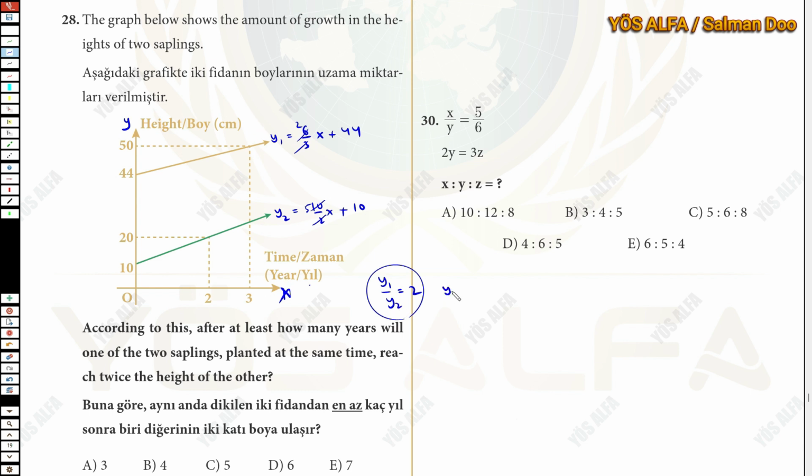So y1 is 2 y2. y1 is 2x plus 44, and y2 is 5x plus 10. Let's divide both sides of the equation by 2. So we have x plus 22 is equal to 5x plus 10. 4x is equal to 12, so x is equal to 3. This means after 3 years, their height ratio will be 2. So the answer is A, 29.